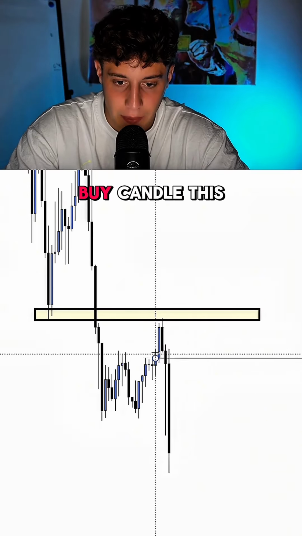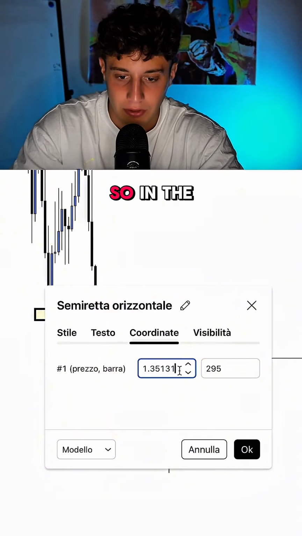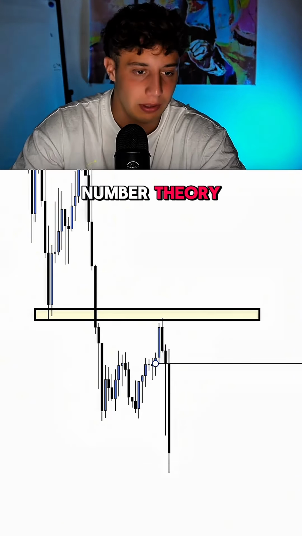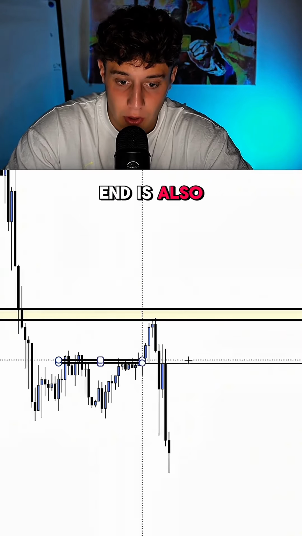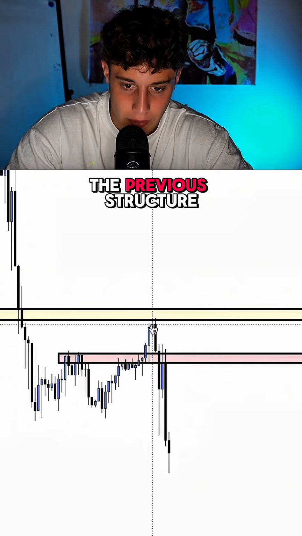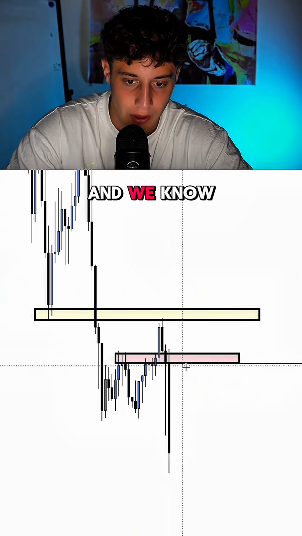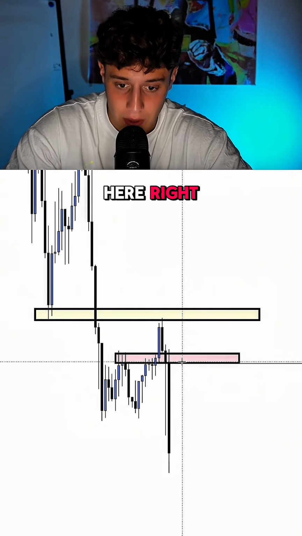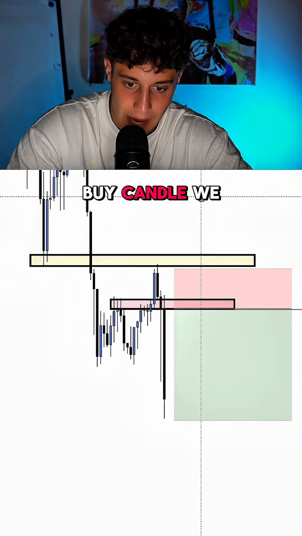I go and take the last buy candle, this nice full-bodied one right before the sell, which broke the previous lows. So in the end, here it lines up with number theory. 31 becomes 20, 20, 50, 80. Which in the end is also an entry point where in the internal test, because we know from Wyckoff that this was the previous structure, okay, where the price was bouncing, this is the imbalance closing the structure, and we know that they can come and do the internal test here, right? So we place the market entry here with the stop loss above the rejection of the buy candle we selected.